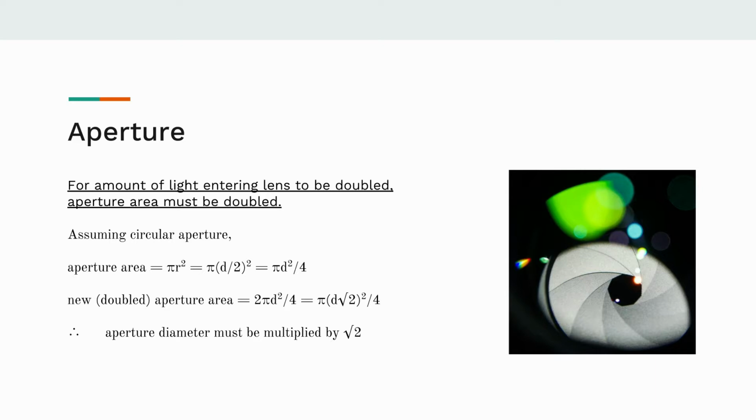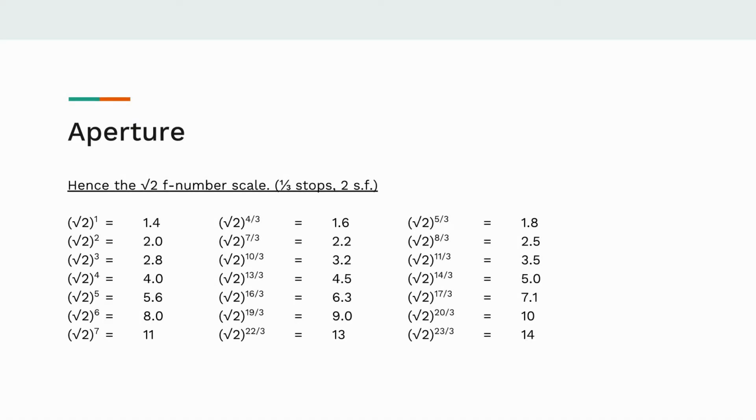And this results in, to be honest, a very spectacular result, a convergence of mathematics and photography, which I really appreciate, which is the square root of 2 f-number scale. So these values here are in 1/3 stops, so 1/3 multiples of powers of the square root of 2, rounded to two significant figures, so you can see familiar aperture values, familiar f numbers in this table.